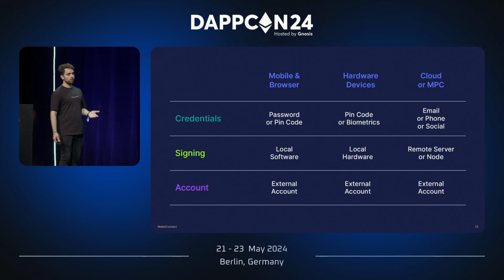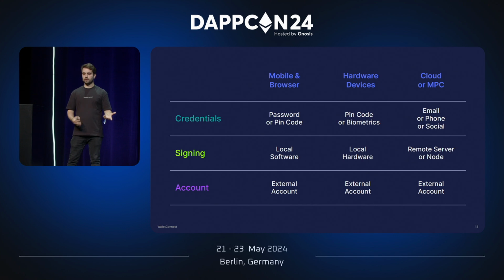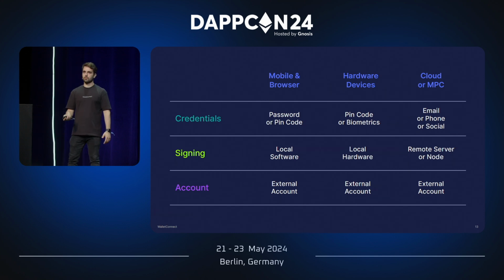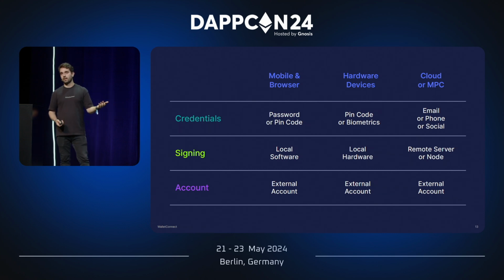So if you think about this, maybe we should break down what the wallet actually is, because obviously it was different than what we had before, and we can think of it as almost three separate concepts, where you have a set of credentials that allows you to get access to the wallet, which might vary from passwords and PIN codes or email, depending on which wallet design you're using. And then there's some form of signing, whether that's local software or hardware, or even remotely in a node. But at the end of the day, they all have this idea of an external account. And we want to evolve this into a smart account world.